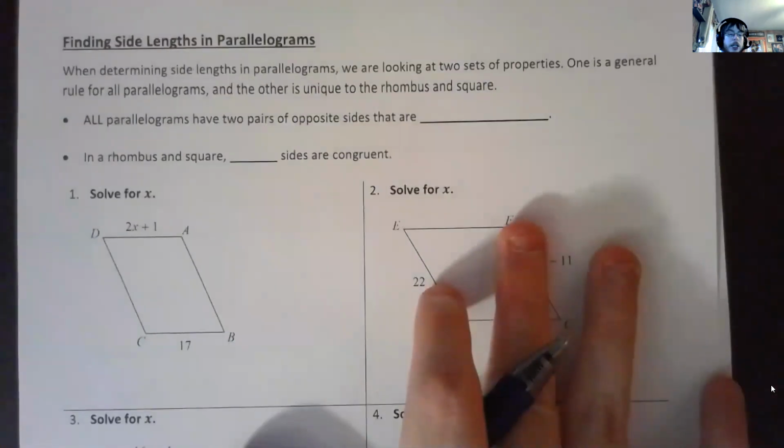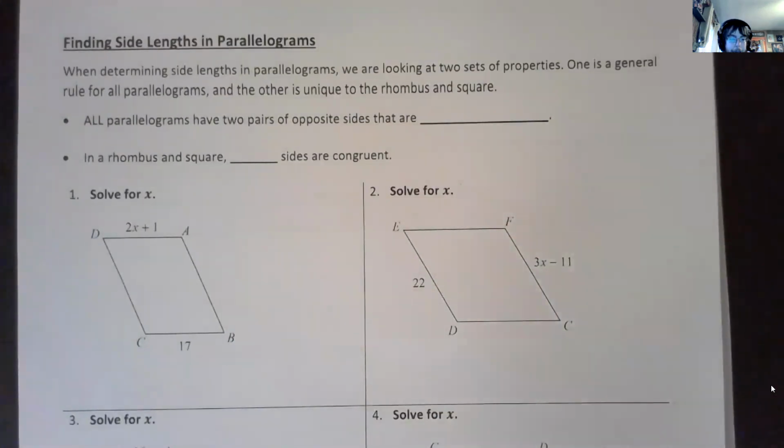All right, and the last one here. The last thing we're going to cover in this video is the side lengths and parallelograms, and this is less complex than the angles. There is one property that we use pretty much all the time, and then there's another that's unique to rhombuses and squares. But regardless of the fact, the equations end up getting set up the same.